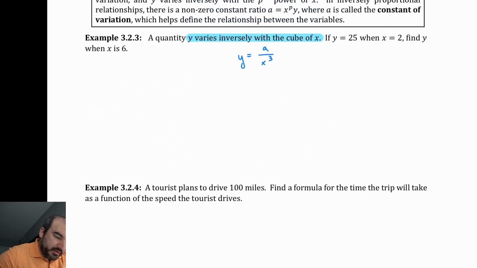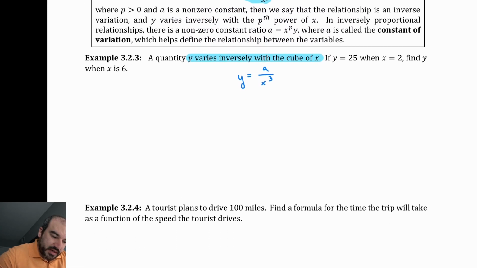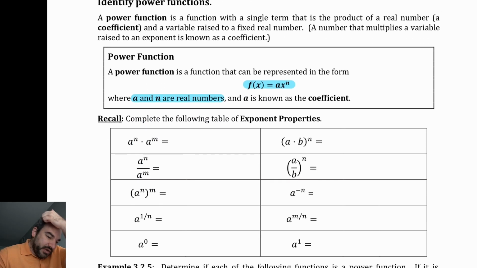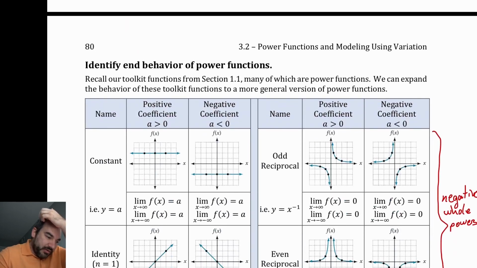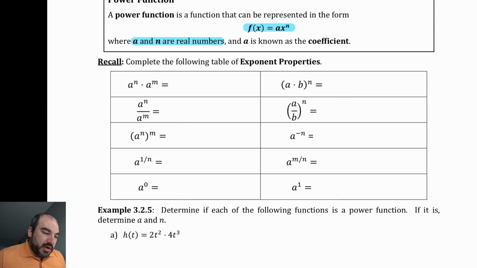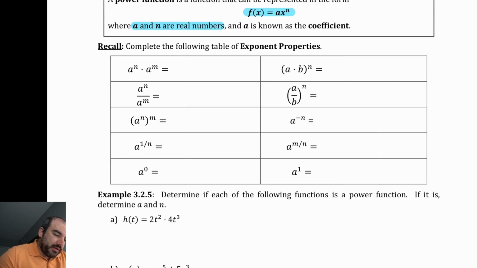Let's go back to 3.2 and talk about a few of these things, such as the power functions, and let's talk a little bit more about the end behavior and do some examples from there. So, did you guys fill out these exponential properties in your workbooks? Do you have those filled out?